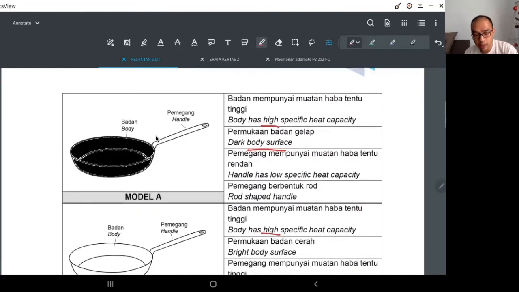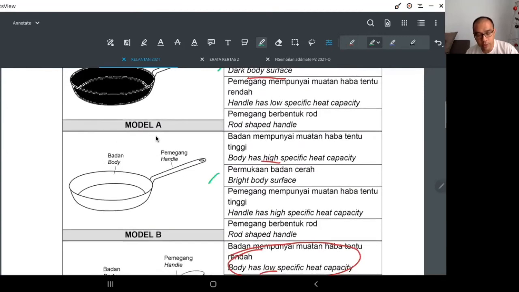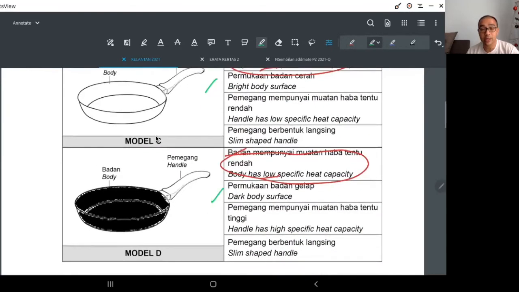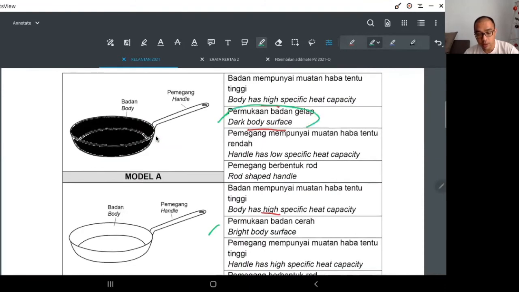Okay, second one. Dark body surface or bright body surface? This one is quite easy, because for the body surface, I don't think I've ever seen a white color. Okay, I have, but usually we want a dark body surface. Why do we want a dark body surface? Because a dark body surface is always related to being able to absorb heat better. Yes, it can absorb heat better.